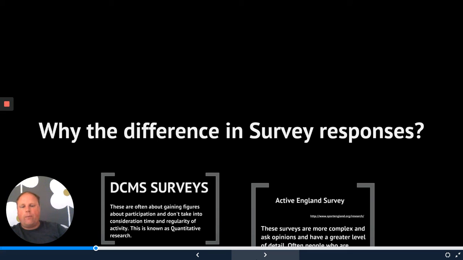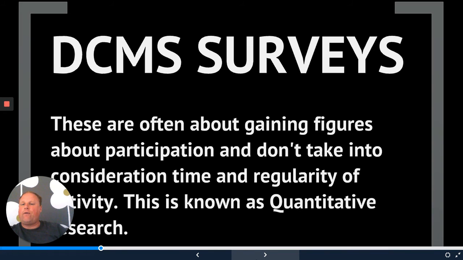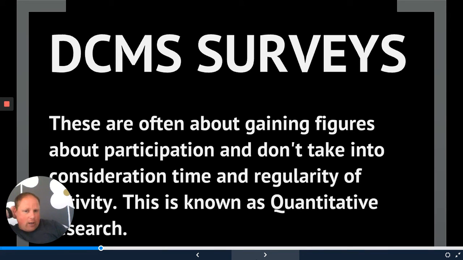So I talked to you about these two key phrases, and let's go back to this now, about what's going on within our society. So DCMS, the Department for Culture, Media and Sport, love their surveys, and they're all about gaining figures about participation without actually looking in depth at those figures. So the type of research that the Department for Culture, Media and Sport does, they just want numbers on the board. So they just want quantitative research. It's just about that figure. Do you take part in sport? Yes or no? Oh, 69% of people said yes.